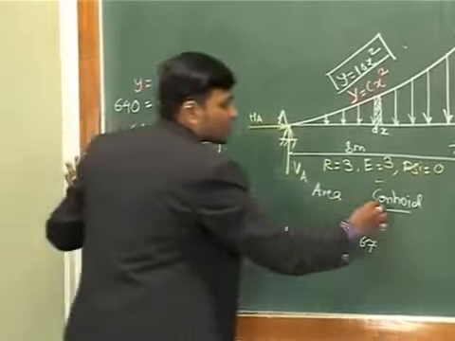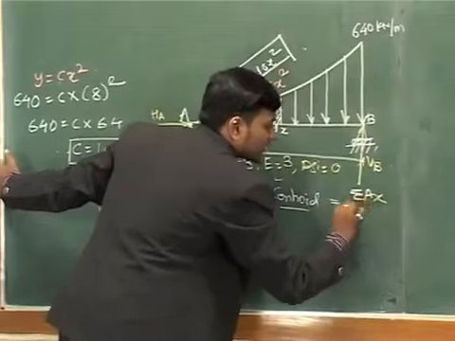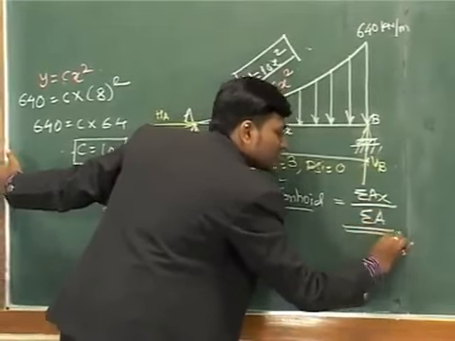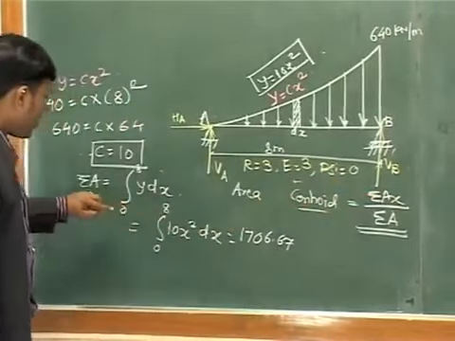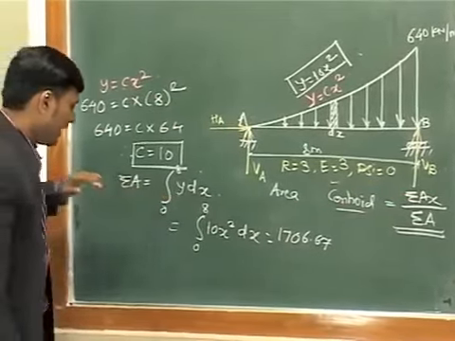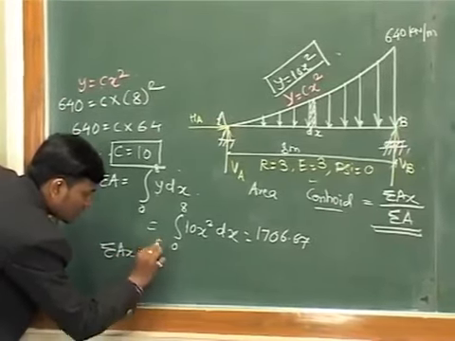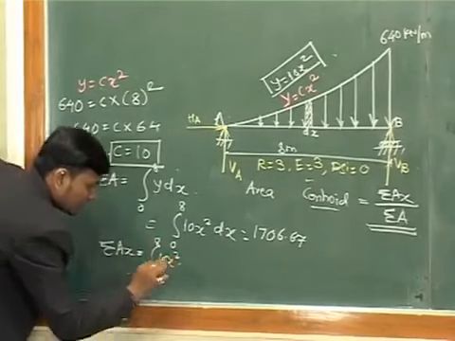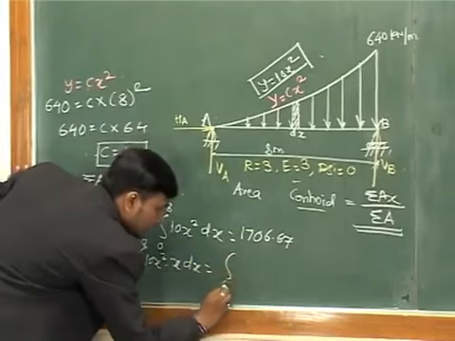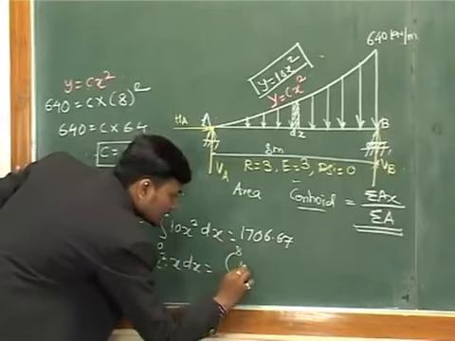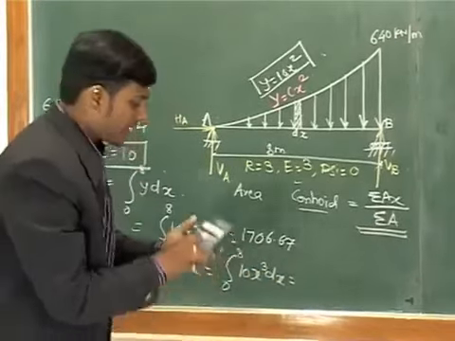Now we have to calculate the centroid. The centroid for such a figure can be calculated as summation ax divided by summation a. This is a generalized formula to calculate the centroid. So we have to calculate summation ax. We already have the value of summation a, just multiply by x. So it will be the integration from 0 to 8 of 10x square multiplied by x dx, which becomes the integration from 0 to 8 of 10x cube dx.